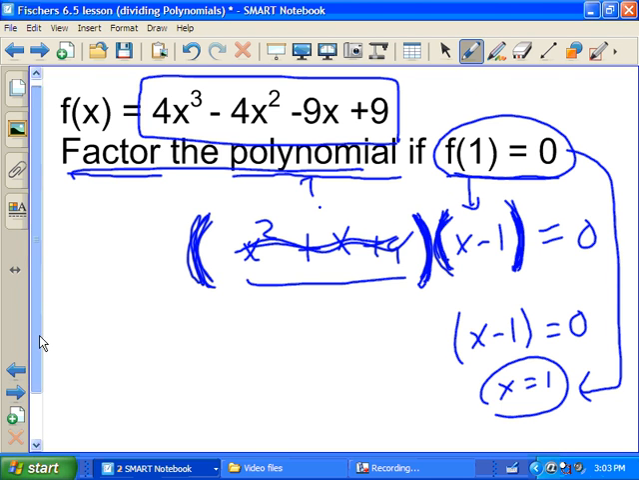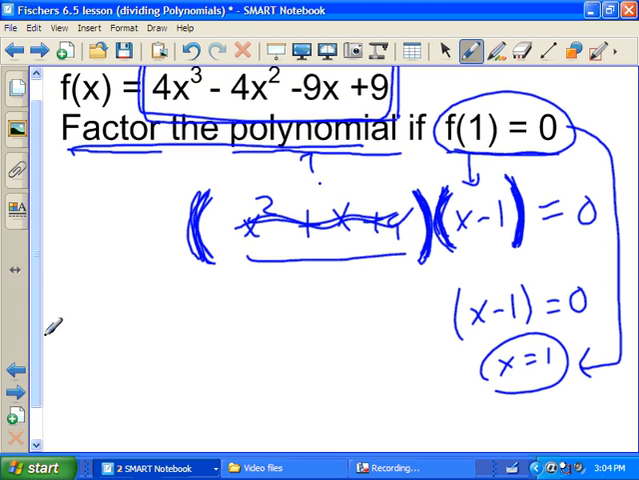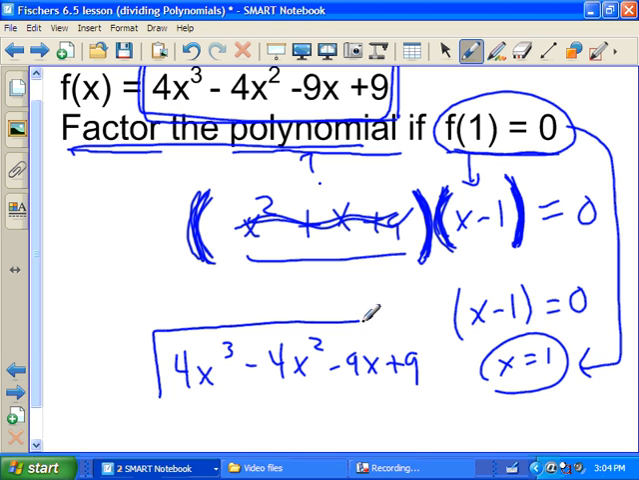Well, really what they're asking you is you have to divide this big one by the root, or x minus 1. So I hope you understand that. And from that point forward, it just becomes a division problem. So I'm going to do the division problem now. Long division, 4x cubed minus 4x squared minus 9x plus 9. I write out my dividend, and then I write out my divisor, which is x minus 1. So when I divide that by that, I'm going to find what's left, and I'll see if it's factorable.